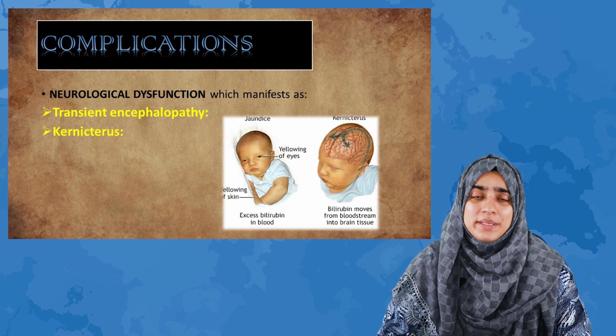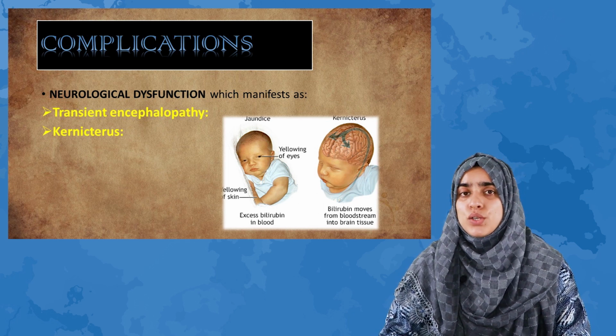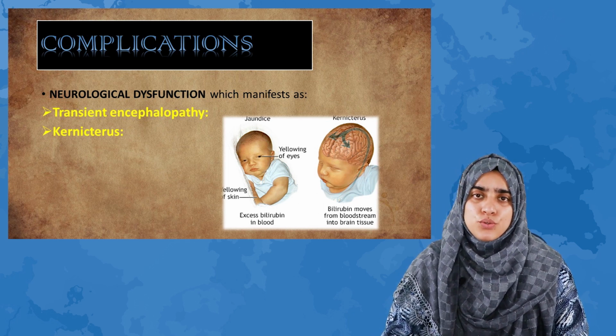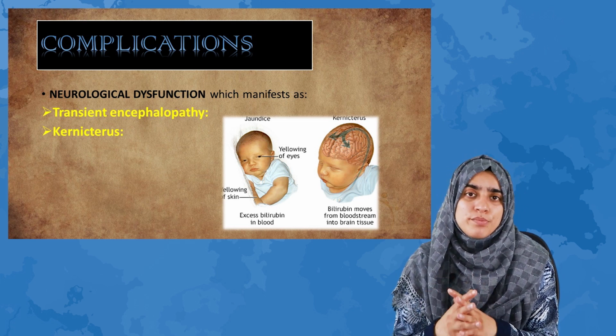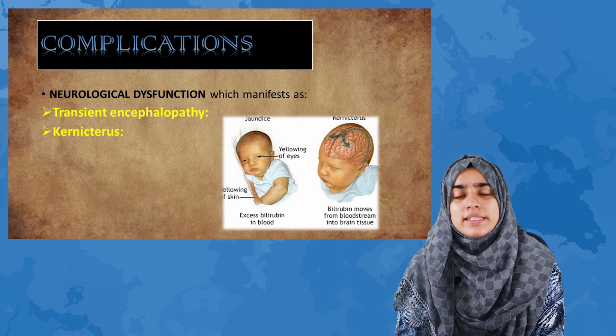Next complication can be the kernicterus, and this includes the bilirubin toxicity, which leads to the staining and necrosis of the neurons which are present in the basal ganglia and the cerebellum.